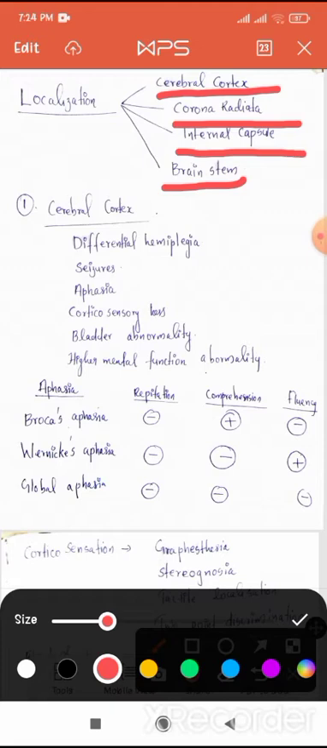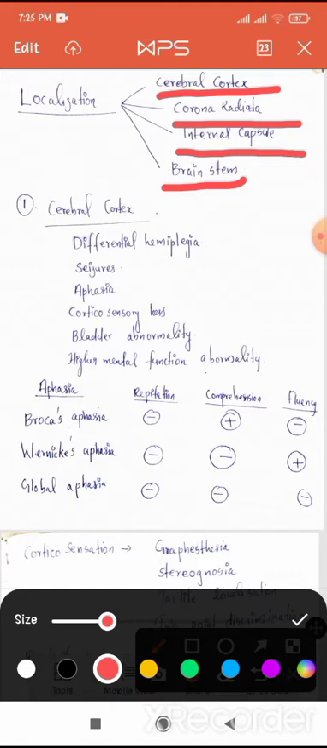First of all, what is repetition? Repetition means if we tell a person to repeat some words, he is able to repeat them or not. For example, if we ask the patient to say ball and he is able to repeat it, then repetition is present. In a normal person, repetition will be present. If I ask someone to say ball, he will repeat it, ball.